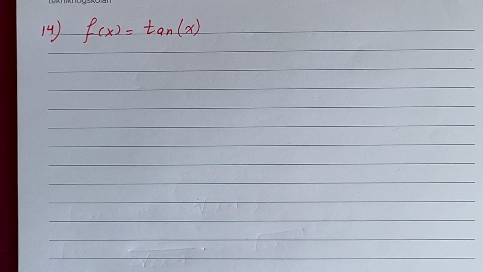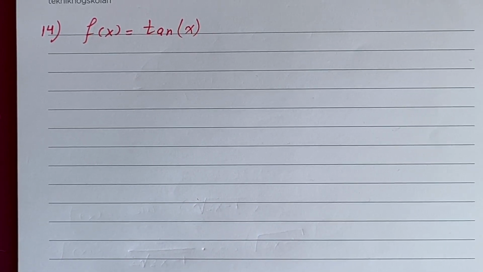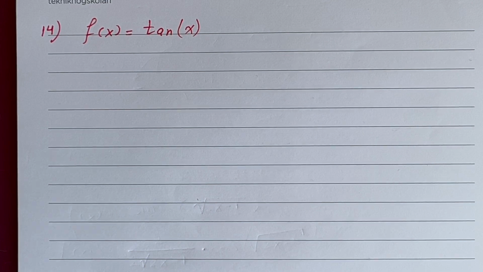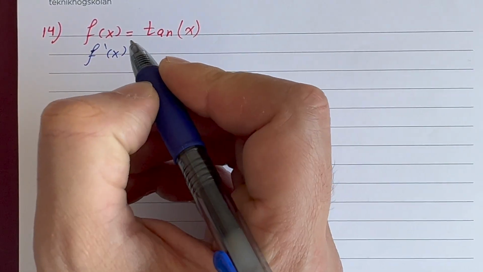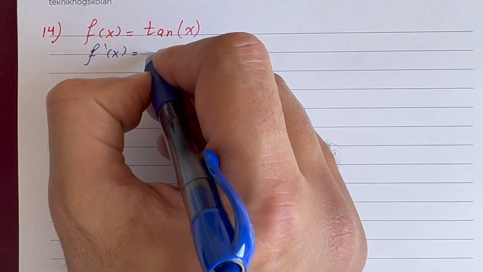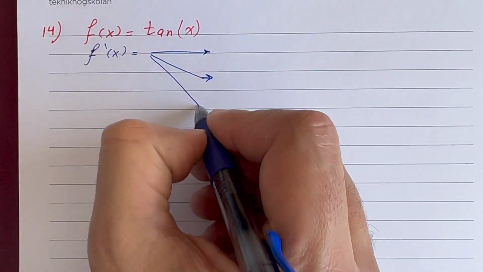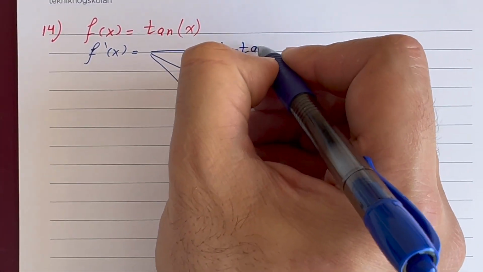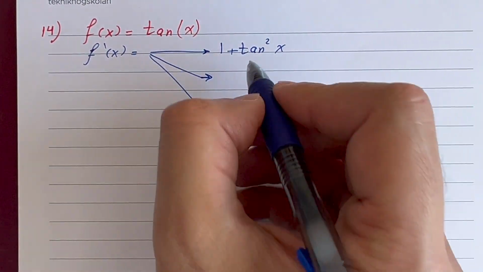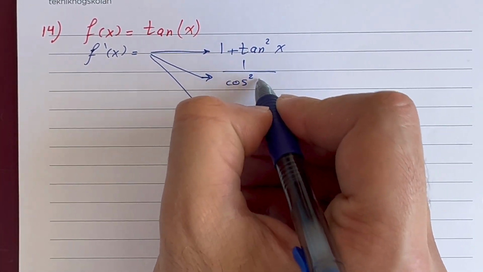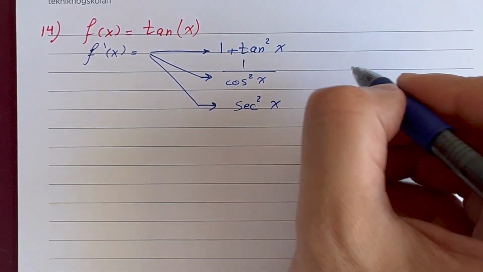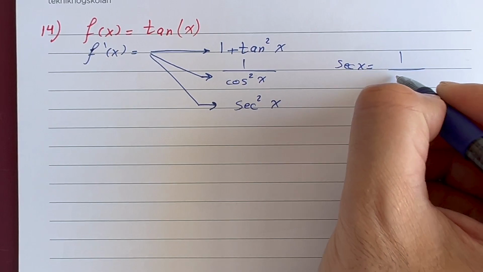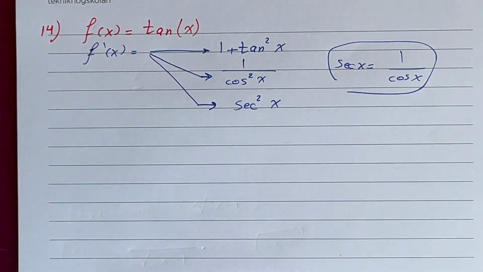So let's continue with the derivative of trigonometric functions. As I explained, cosine will be negative sine, sine will be cosine. That doesn't mean that tan will be cotan and cotan will be negative tan. Remember that. So what is the derivative of f(x) equals tan x? The rule says the derivative of tan can be written in 3 ways. Either you say 1 plus tan squared x, or 1 over cosine squared x, or sec squared x. Why? Because sec x equals 1 over cosine x. So one of the 3 will work.